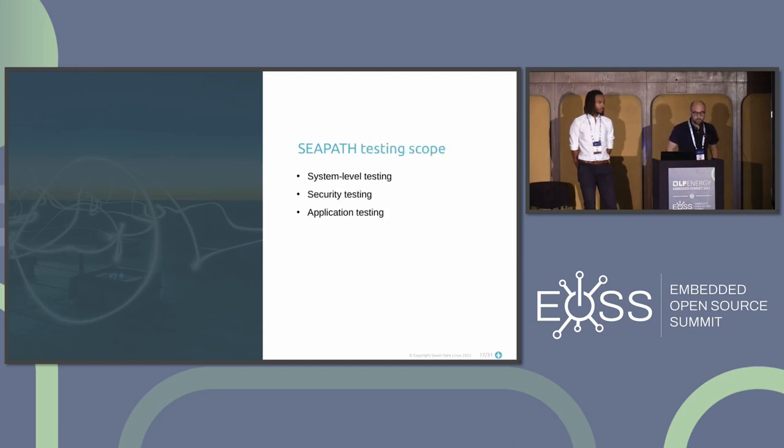So what do we test? We've got different categories of tests. We are doing system level testing. We want to ensure that the overall system is working well. We are using a lot of tests regarding security because we are running critical applications. And we need, of course, to ensure that we can run applications dealing with electricity protocols, to keep it short, and ensure that we are matching the required latency. So we've got application testing.